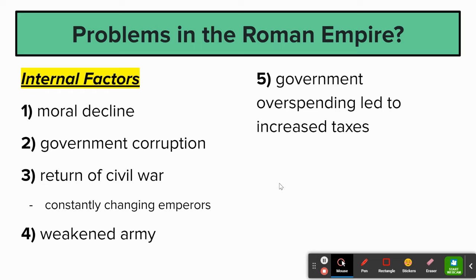Number 5, government overspending led to increased taxes. So we learned about some emperors that spent on projects, architectural projects, the Colosseum, for example, aqueducts, temples. This government overspending led to increased taxes, and the wealthy in Rome did not pay their share of the taxes.